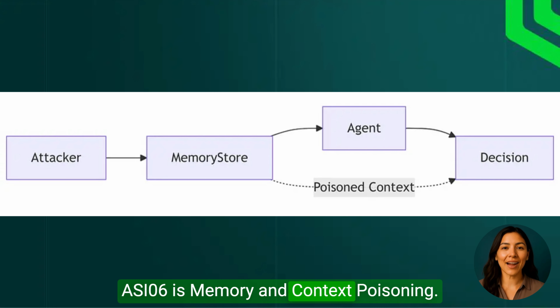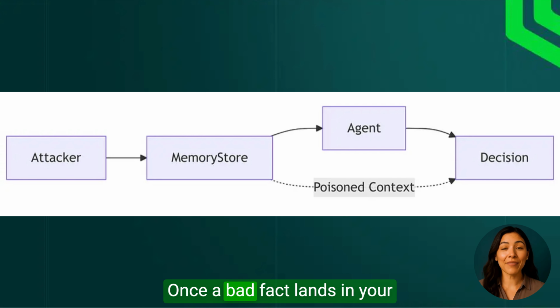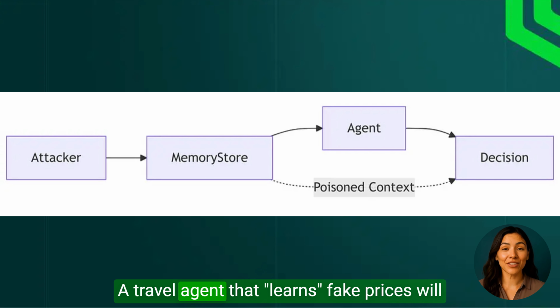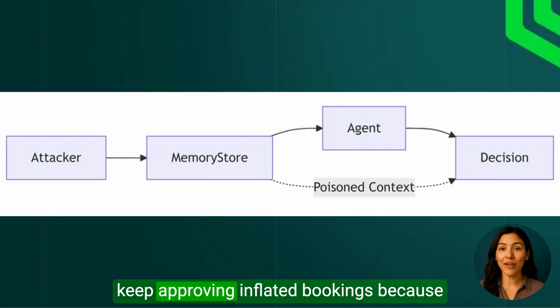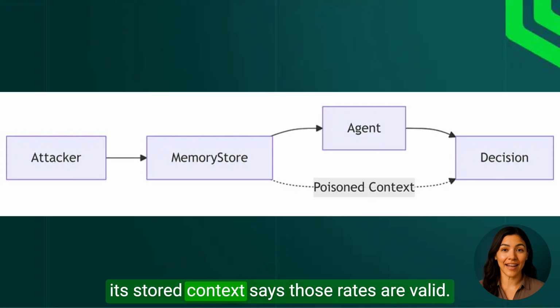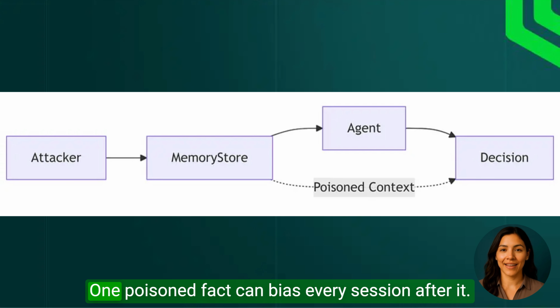ASI-06 is memory and context poisoning. Once a bad fact lands in your agent's memory, it sticks. A travel agent that learns fake prices will keep approving inflated bookings because its stored context says those rates are valid. One poisoned fact can bias every session after it.